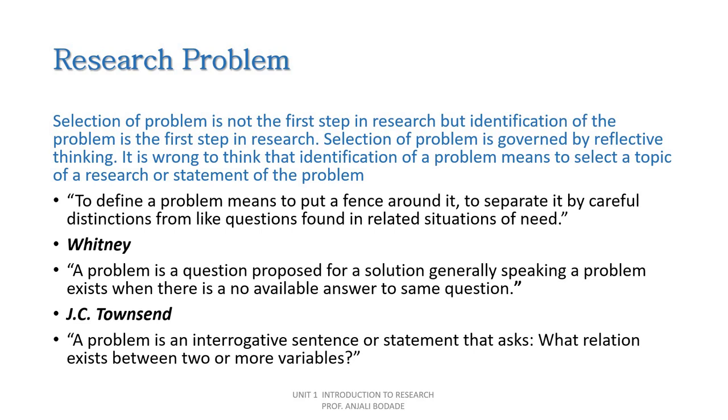Selection of the problem is not the first step in research, but identification of the problem is the first step in research. A topic or statement of the problem and the research problem are not synonyms, but they are inclusive. The problem concerns the functioning of the broader area of the field studied, whereas the topic or title or statement of the problem is the verbal statement of the problem. The topic is the definition of the problem, which delimits or pinpoints the task of a researcher. The topic must define the problem very well.